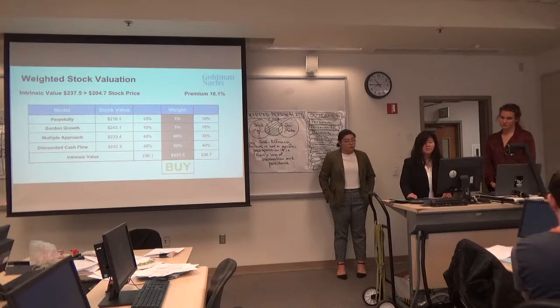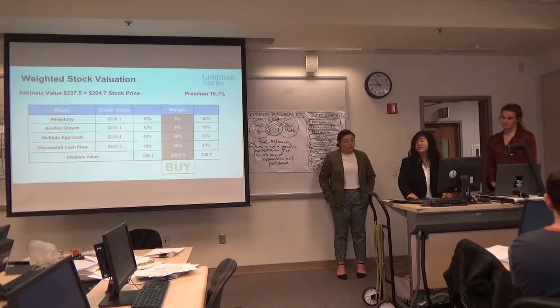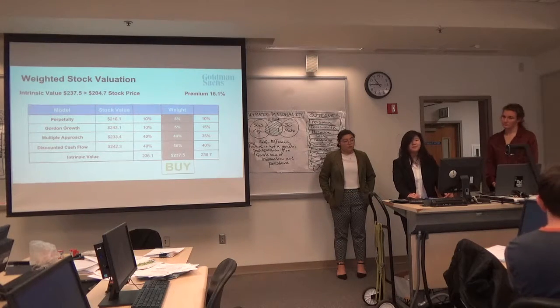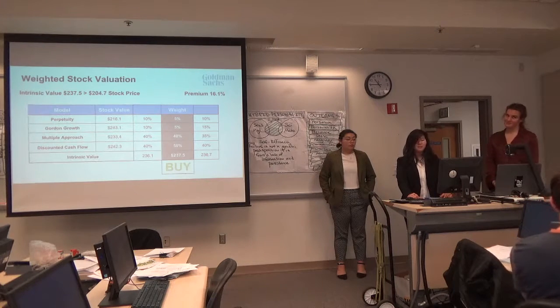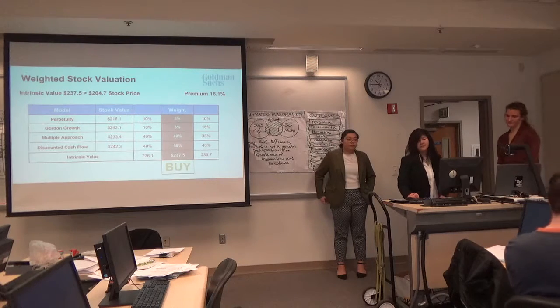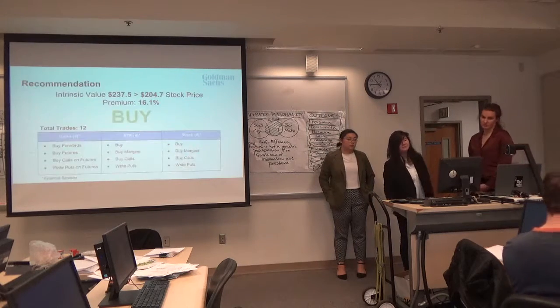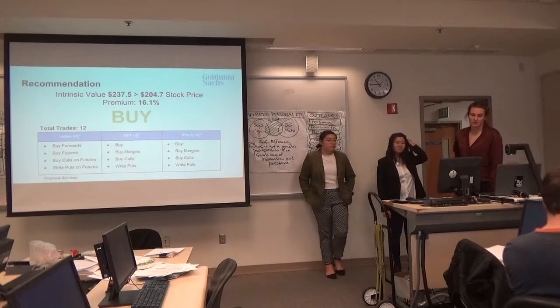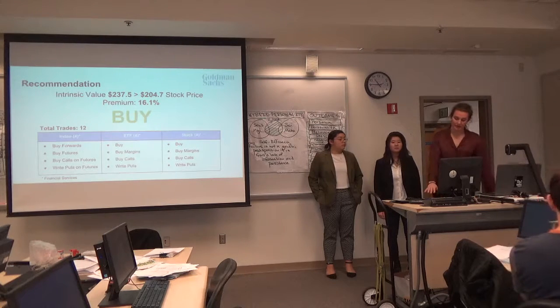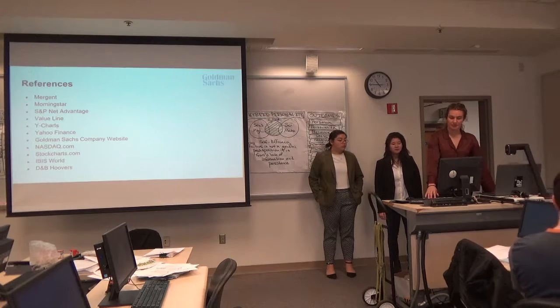So we used the weighted valuation of the second row, as you can see, the 5% for perpetuity, 5% for Gordon growth, 40% for multiple approach, and 50% for the discounted cash flow, and we got the intrinsic value of 237.5, which is much greater than the current stock price. So our recommendation is to buy. So just summing it up, as Claire just mentioned, we would recommend that you buy it. And then these are our references.